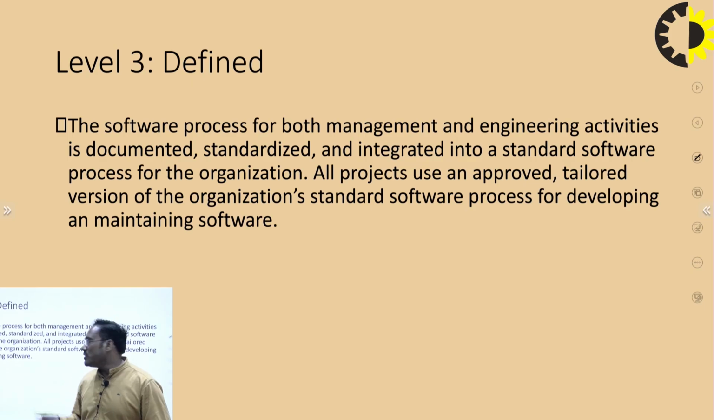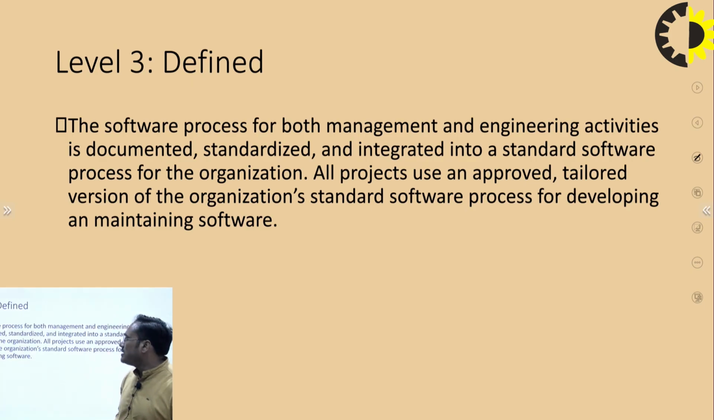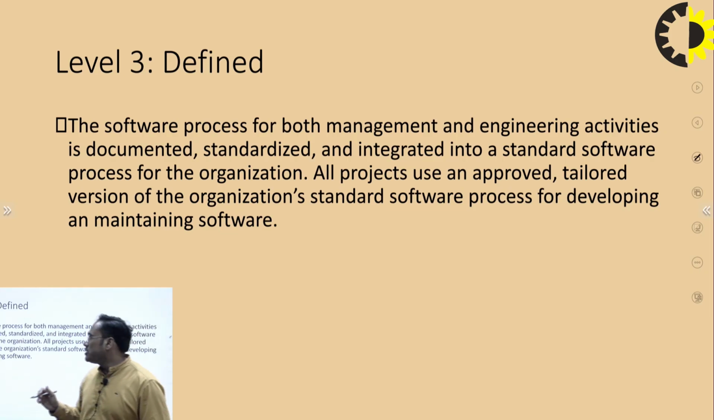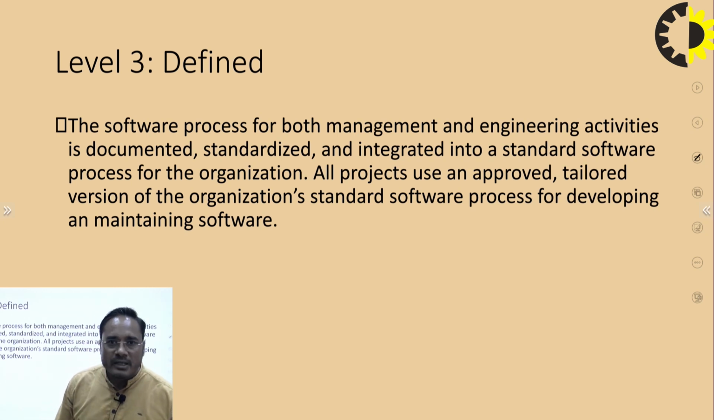So the next one, the third level, is the defined level. The software process for both management and engineering activity is documented. So whatever we are going to develop can be documented beforehand. Without documentation, nothing is valid. So documentation is a major concern, a major part of the software.